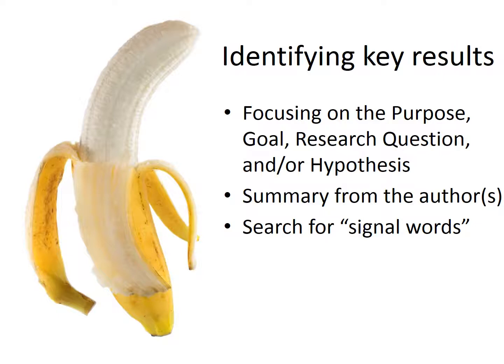So, focusing on the purpose, goal, question, or hypothesis helps us peel away the information that's important and contributes to the quality of what we know, but isn't the takeaway message. Sometimes the authors summarize the information in the discussion in a way that makes it pretty straightforward to find the knowledge. Sometimes it's a little more tricky, like when the top of the banana doesn't want to break away. Then we can use the signal words to help us get to the knowledge.